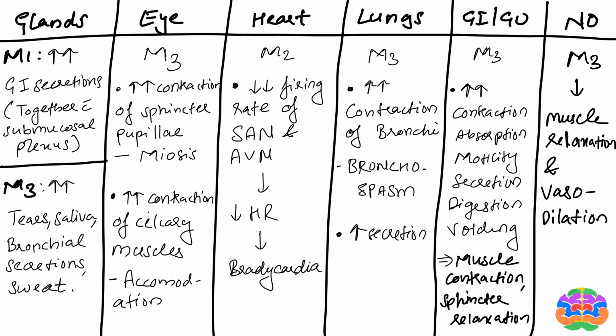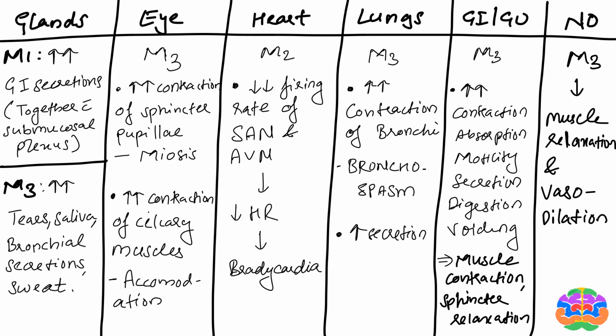In the heart, we have M2 receptors, which decrease the rate of firing from sinoatrial node and atrioventricular node, which in turn decreases the heart rate, leading to bradycardia. In the lungs, we have M3 receptors, which increase contraction of bronchi, leading to bronchospasm, and as discussed before, increase bronchial secretions from the glands.